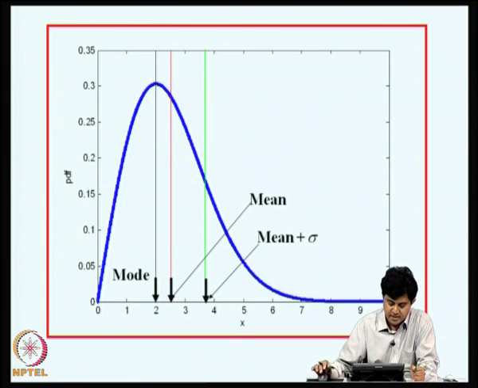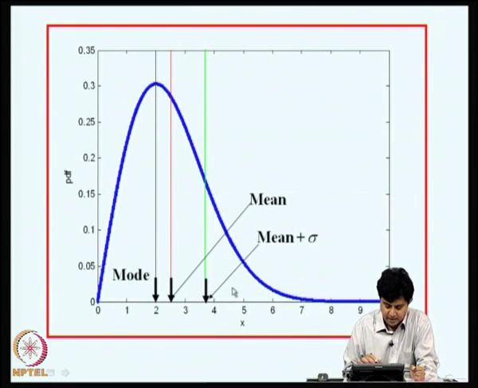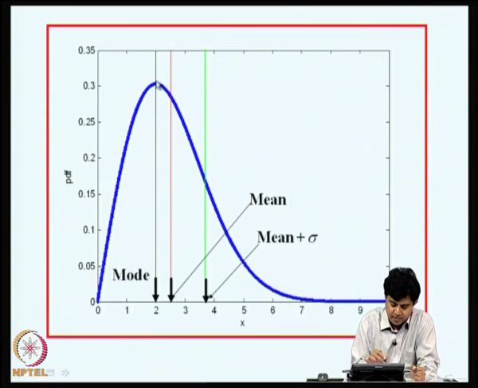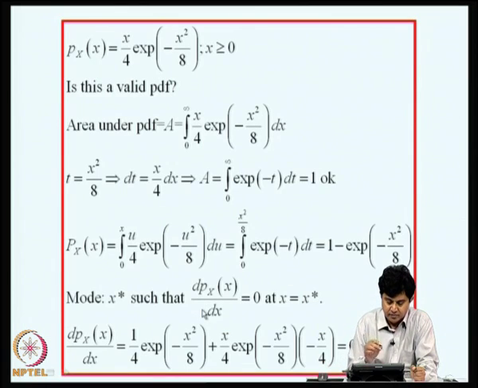So we can sketch this random variable for the given parameters, and the blue line is the Rayleigh probability density function, and mode is the point where the probability density function peaks, so that dp_x by dx is equal to 0 at this point, and mean and mean plus sigma are to be evaluated, we still do not know where they are. So we will do that.